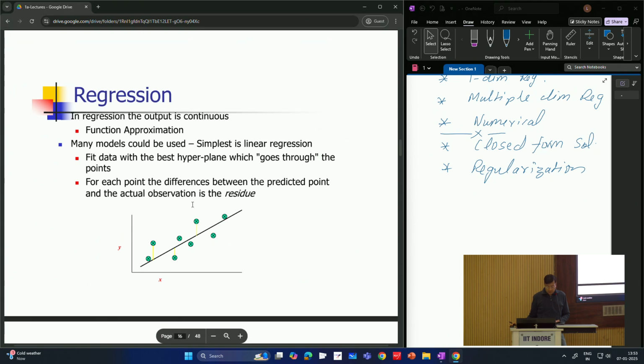All right, so now what do we do? You take each of the points and then project it on this line. Basically see how far your point is from the line. Add all those distances up.